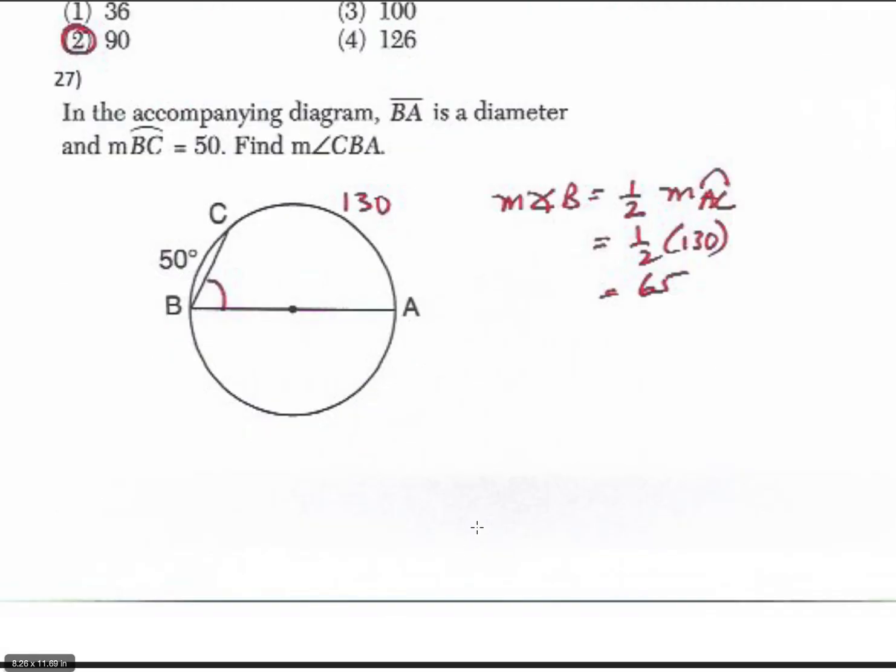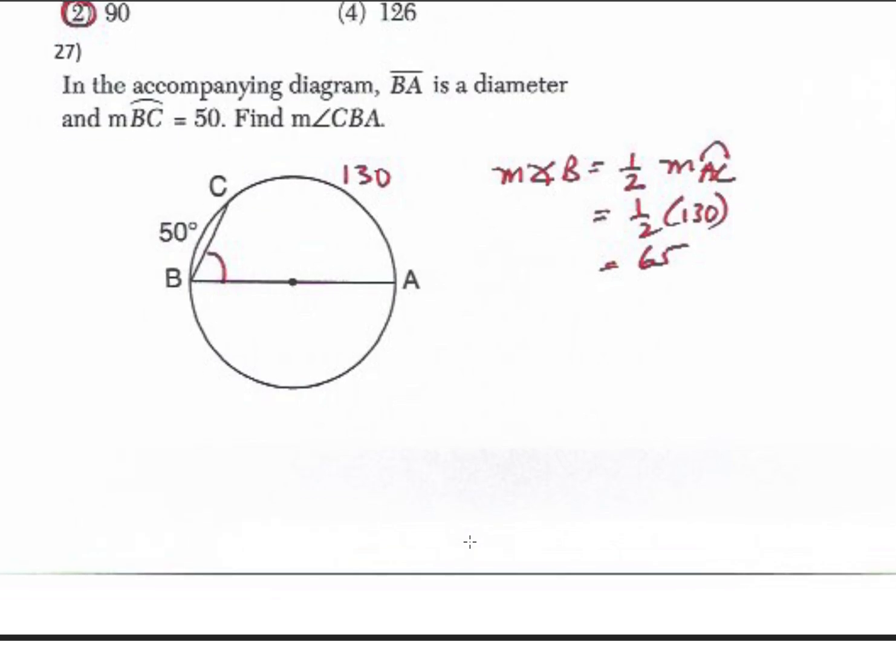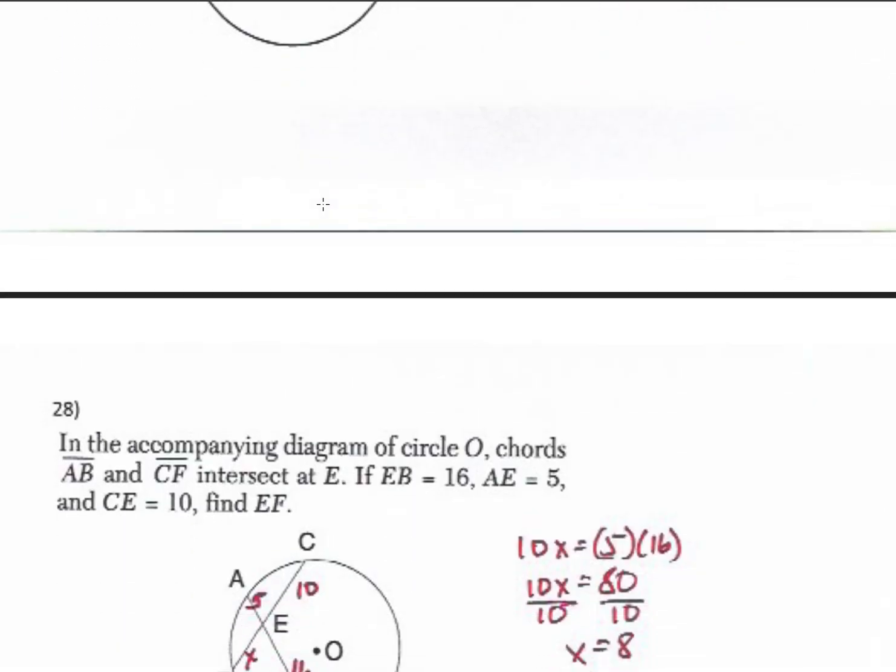Okay. Number 27. Accompanying diagram, BA is a diameter, so that means it splits the circle into two parts that are each 180. If the measure of arc BC is 50, then that means the measure of arc AC has to be 130, and again, the angle is on the circle, made up of two chords. It's an inscribed angle. Half of 130 is 65.